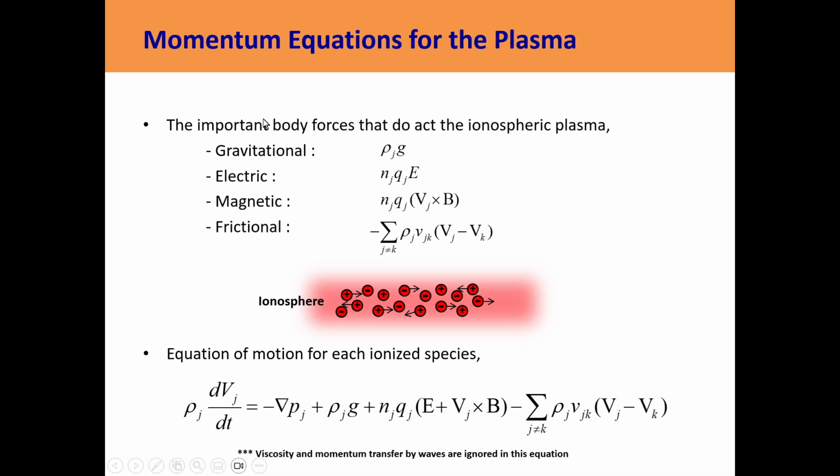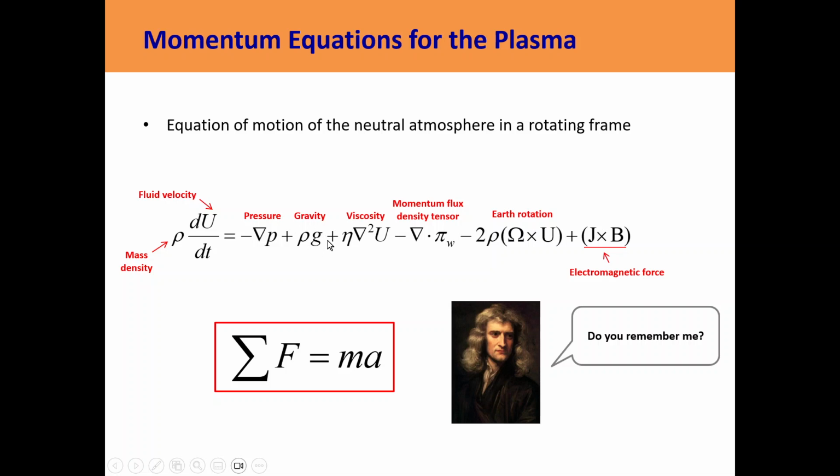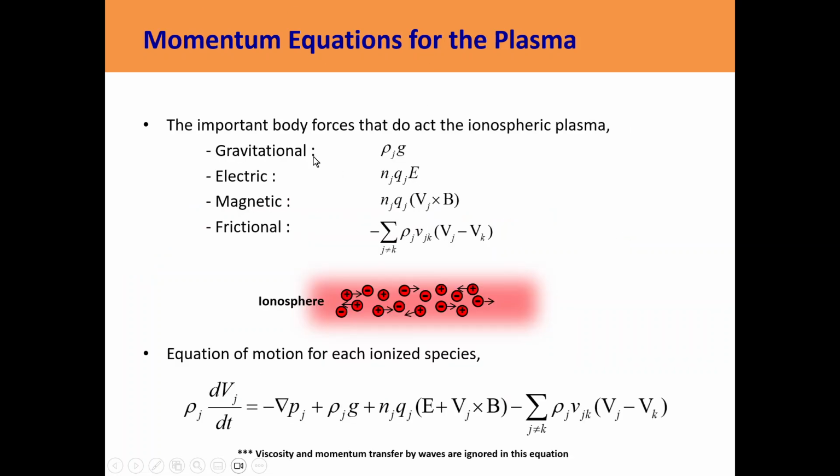And then if you want to look at similar equations but for ionospheric or ionized mediums, it's very similar as well. Here we have the gravitational term, we have the momentum flux, we have the electromagnetic force. So for ionized ions it's very similar. I think it's good to take notes. It's important. So here we have different forces for ionized ions, or sometimes we call it plasma.